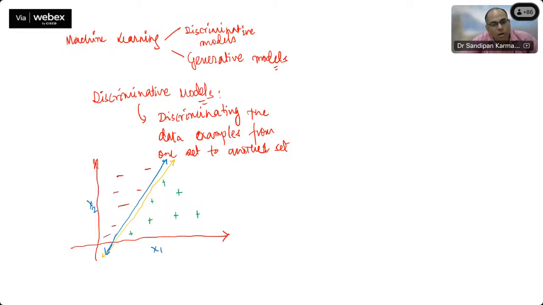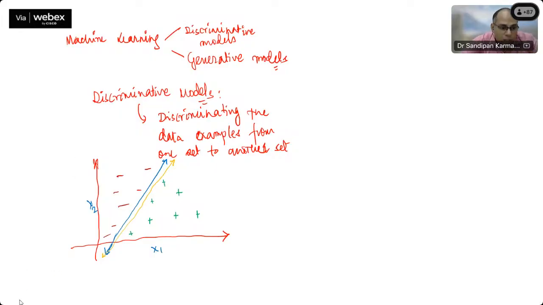Why? Best boundary might mean many things to many people. Somebody is telling that it should be nearer to the positive class and maximum away from the negative class. Somebody is telling no, negative classes are more important; you have to remove those negative things from our life, and you should have maximum space towards the positive class. So it should actually be nearer to the negative class.